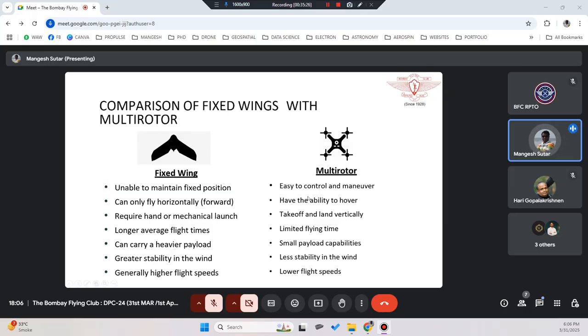Whereas multi-rotor we use where it is easy to control and maneuver, and it has the ability to hover. It can take off and land vertically. So these are some important benefits of the multi-rotor. Okay, but the limitations are limited flying times, because based on the battery, it will have its flight time. So it could be 15 minutes, 20 minutes, 30 minutes, 60 minutes, max 120 minutes. I have not seen a multi-rotor drone more than that. Even 60, 120 minutes is a very high capacity drone.